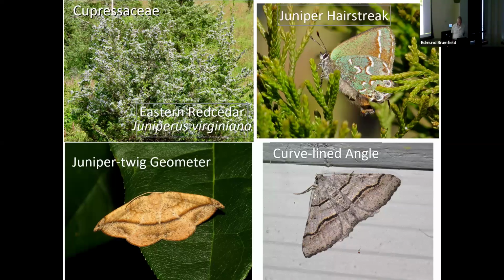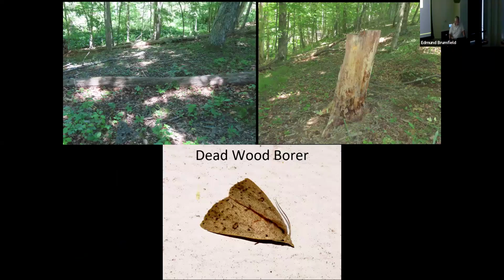We're reaching the end here now. We've got very common eastern red cedar. That's very common, and we know it as the primary host for juniper hairstreak. But there's other things, juniper twig geometer, curved line angle, lots of moths host on eastern red cedar, just like different ones host on like Atlantic white cedar.